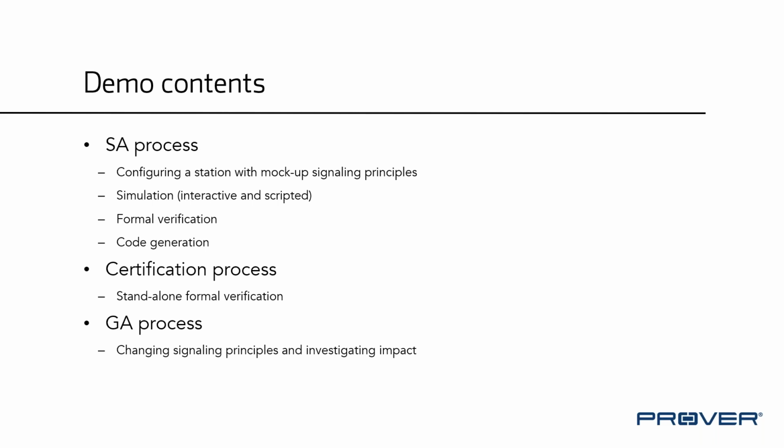Finally, I will say a few words about the generic application process. It's maybe a bit upside down here because you normally start with the generic application process and then you do the specific application process. But I wanted to focus on the specific application process because it's by having a really efficient specific application process that the development becomes smooth. With the generic application process, I will only show you how we can change a few signaling principles and investigate the impact of those changes using simulation and formal verification.